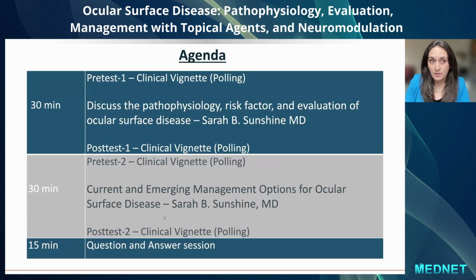And the agenda for today: there are going to be two halves to this presentation. We're going to start off with a pre-test, which is a clinical vignette, and there will be an opportunity to answer that through a poll. Then we're going to discuss the pathophysiology, risk factors, and evaluation of ocular surface disease. Then there will be a post-test where we'll review the pre-test, and then we'll go into a second pre-test clinical vignette. Then we're going to discuss current and emerging management options for ocular surface disease. And then there will be a post-test question. At the end, there will be a question and answer session where you'll have the opportunity to ask questions and we can have a bit more of a discussion.